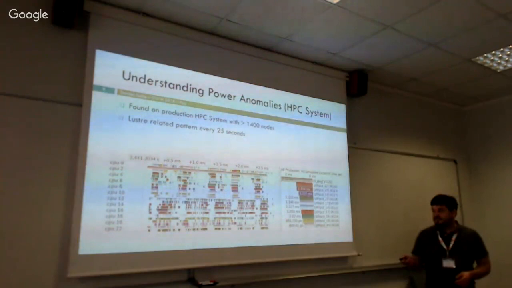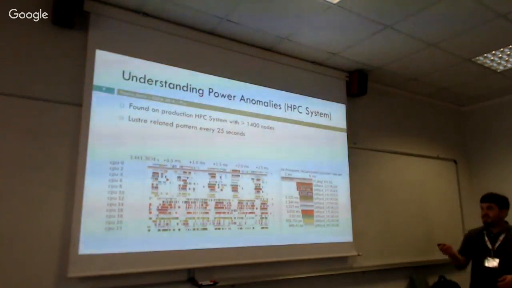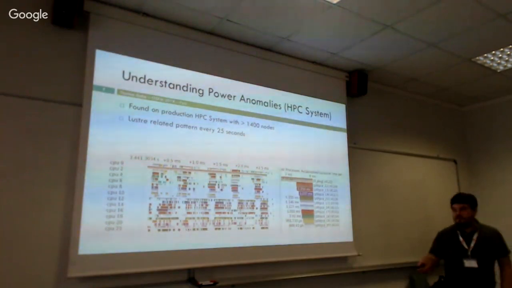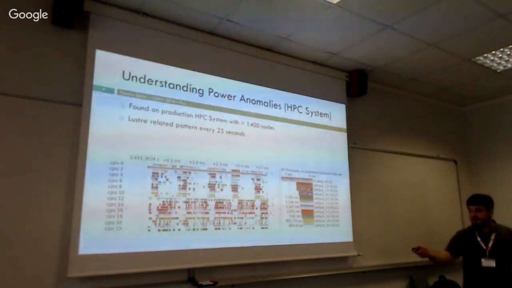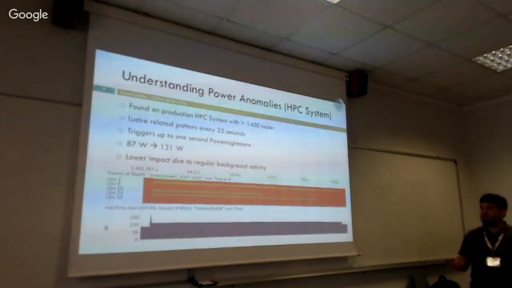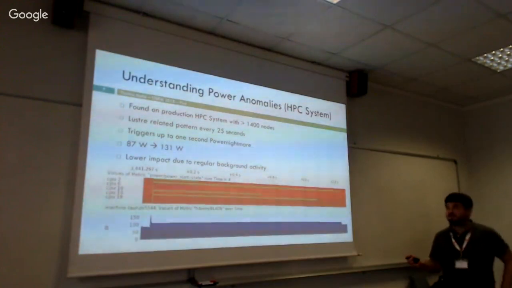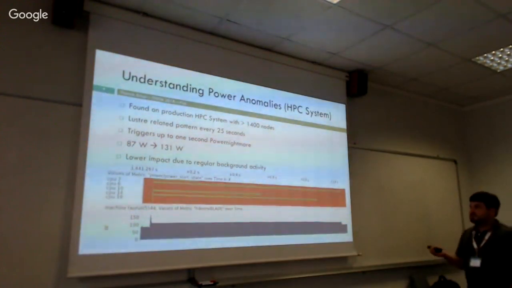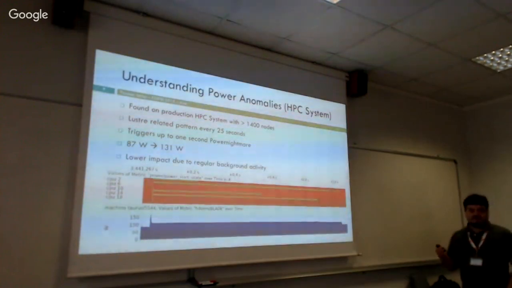And there's a lot of interaction, and this is the scheduling pattern on the system in like 2.5 milliseconds, what's happening. And after this kind of scheduling pattern, we can expect the predictions to go wrong. So this is what it looks like. And again, this is an example from a production system with 1400 nodes. And every 25 seconds, we have this ping, and it triggers a power nightmare.